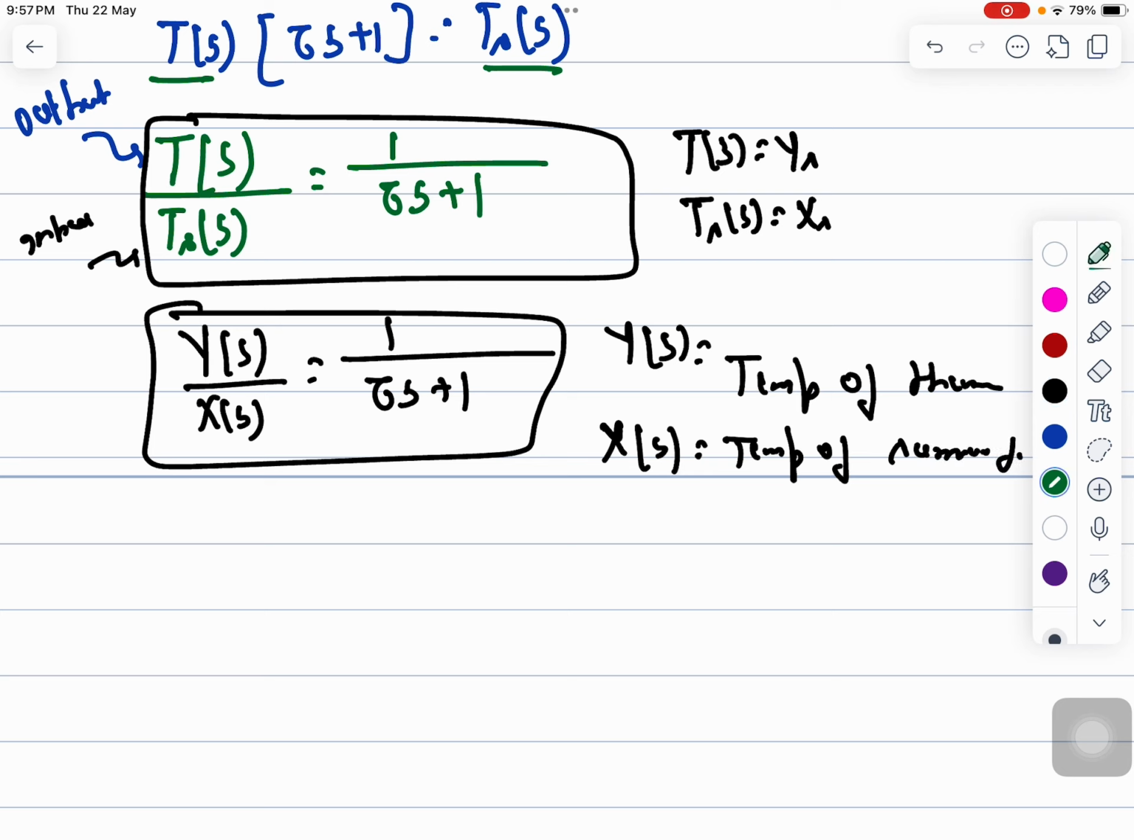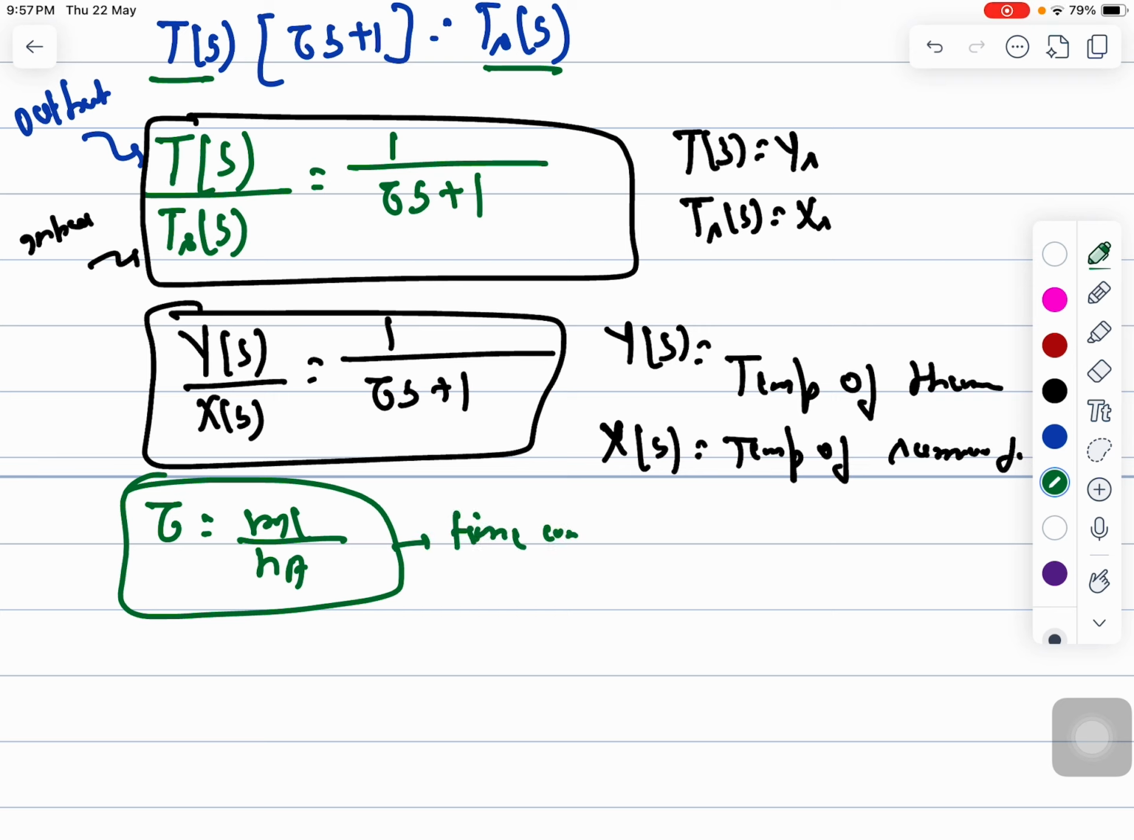Temperature of surrounding fluid. Is that clear? And wait, what is tau? Tau is your mc divided by ha, that is the time constant of the thermometer. And what is 1? 1 is the Kp, that is the gain of the thermometer.